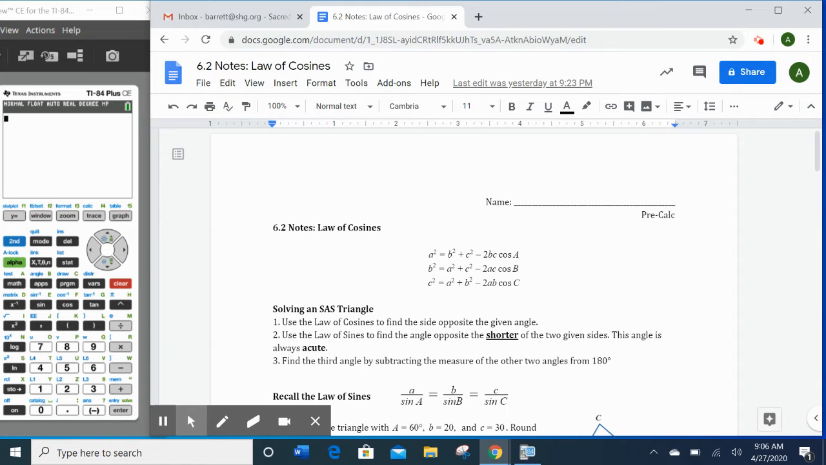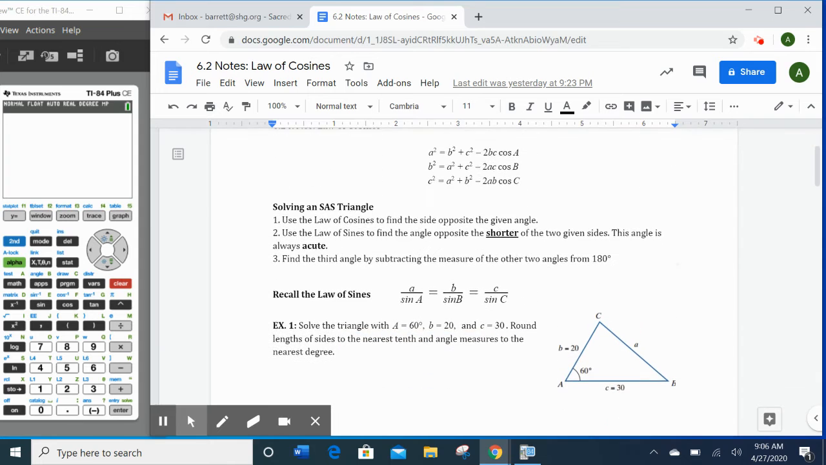But if you've got any angle and you want to know the sides or another angle in the triangle, you can use the law of cosines. And so here's the rules that they have you use. So they say first use the law of cosines to find the side opposite the given angle, and then go back to using the law of sines to find the angle opposite the shorter side.